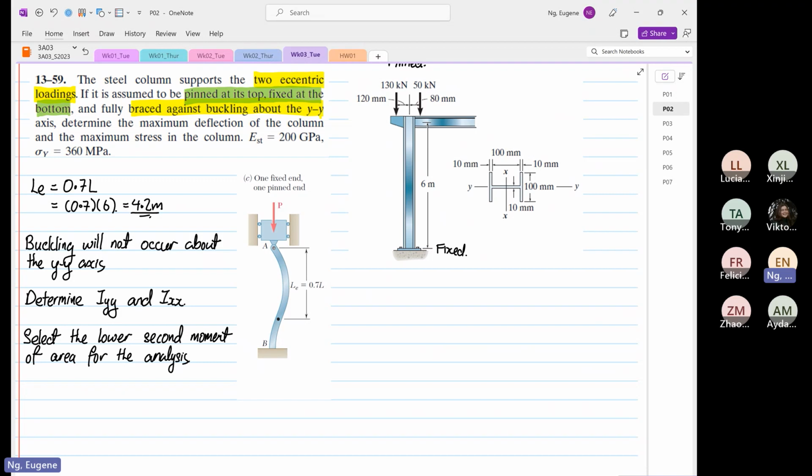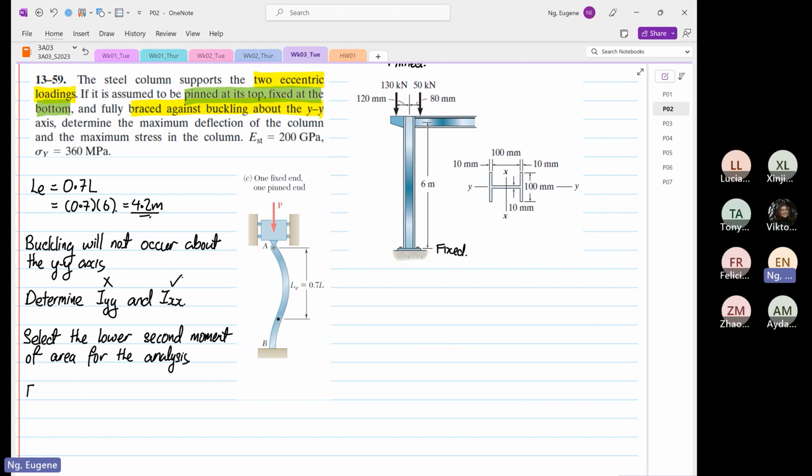The lower second. So for this case, they tell us buckling will not occur in IYY. Buckling will occur in IXX. Okay, so that statement is important. So over here, what they want us to determine is the maximum deflection.